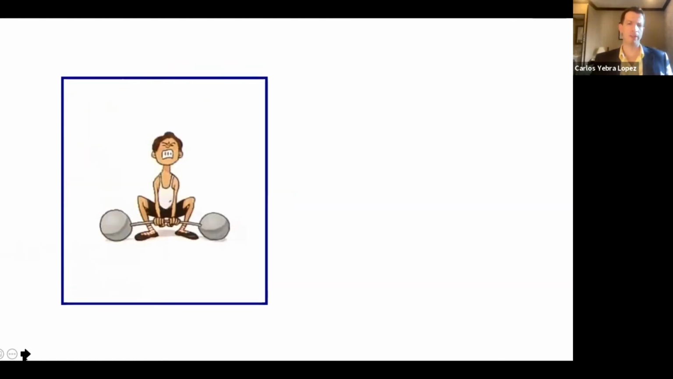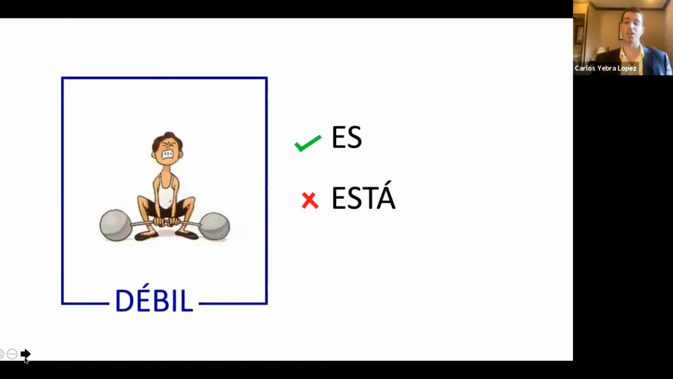So what about this? Débil. Débil here means weak. So the question here is, is being weak a permanent trait of this person, or is something that changes easily? Well, typically if you're weak, even if you hit the gym, it's going to take you years to get strong. So the implication is that weakness or strength are rather stable characteristics. Therefore, we use the verb ser, es débil, as we did before in the case of personality traits.